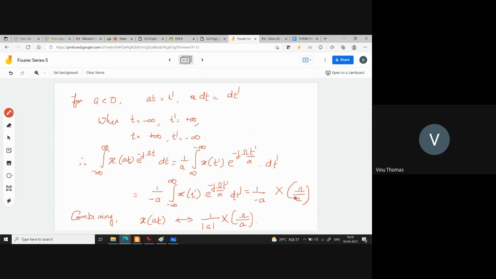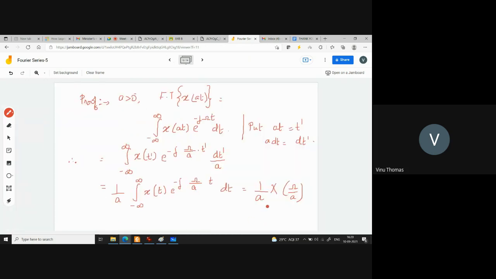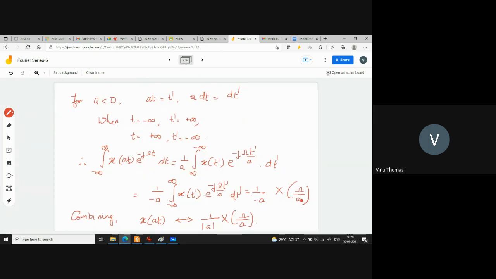Because this evaluates to X of omega by a. So you previously had, when a is positive, 1 by a X of omega by a, and when a is negative, you have 1 by -a into X of omega by a. So which I can combine and write as 1 by modulus a X of omega by a.